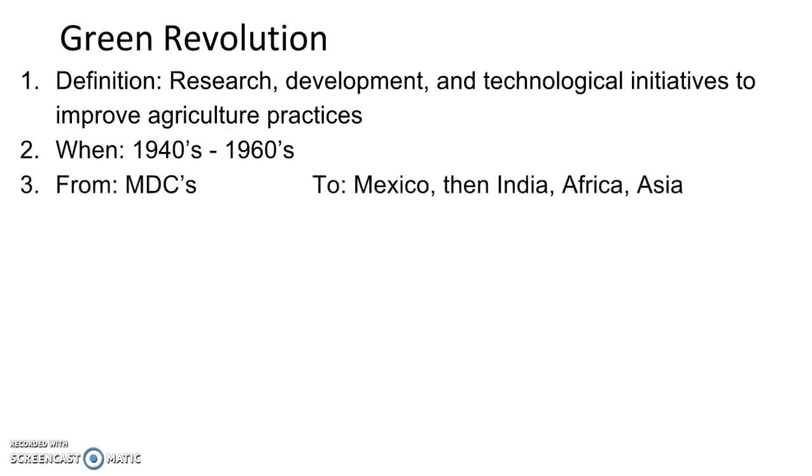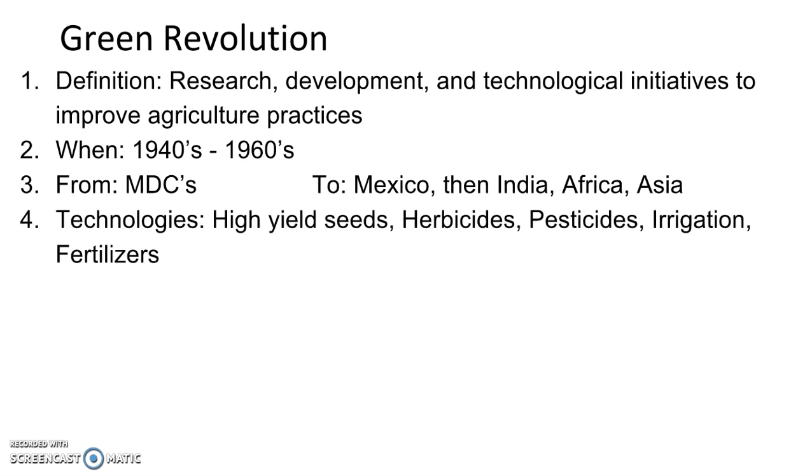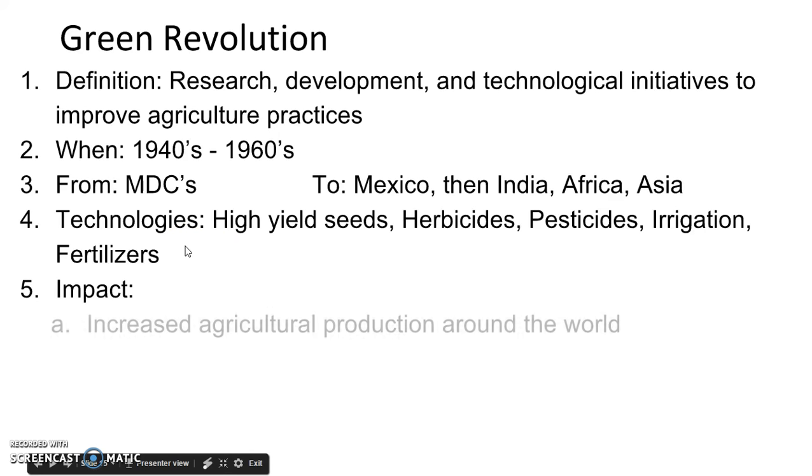This occurred in the 1940s to the 1960s, and this was really from MDCs and companies in MDCs, huge agricultural and seed companies like Monsanto, and they were providing this technology to countries. First was Mexico, then India, Africa, and Asia. And what they provided and what came about were high-yield seeds, so that the same number of plants could produce more food. Herbicides to kill weeds, pesticides to kill pests, irrigation systems to provide water, and fertilizers to ensure better growth. All of this to increase food supply and to avoid some sort of mass starvation.